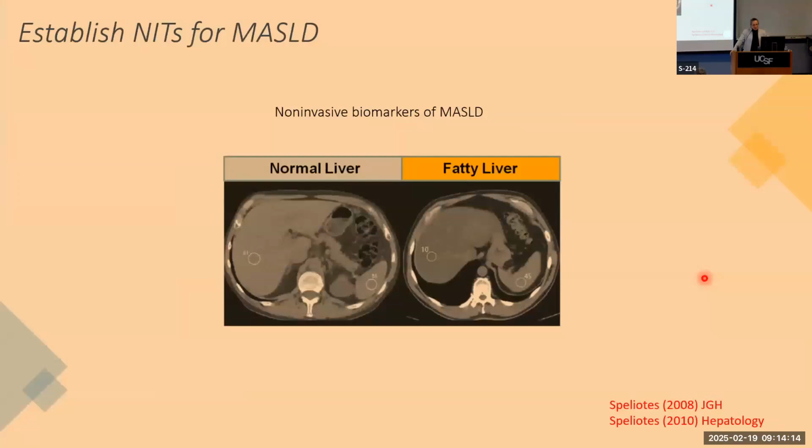Okay, so the other thing that we did is establish non-invasive tests for MASLD. When I was a fellow, I approached the Framingham Heart Study and I said, I'd like to use your CT scans that you did for cardiovascular disease to measure fatty liver. And they said, nah, you can't do it. We only have a few slices. And so I developed a method where you could actually measure fatty liver disease in these slices, and fatty liver is darker than normal liver when you see this. And you can make this a quantitative trait.